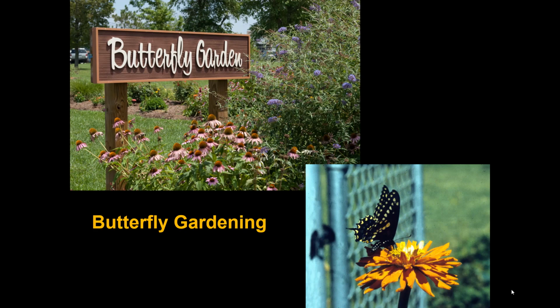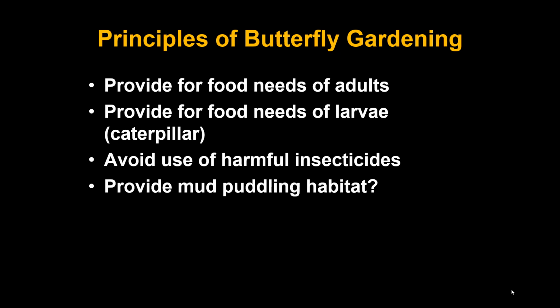So this gets into butterfly gardening, and what are the principles of butterfly gardening? Fairly simple. What do the adults feed on? What do the young feed on? The caterpillars. Avoid using harmful insecticides, obviously, on the plants that these insects are visiting. And for some, they might have a mud puddling habit. I'm not going to get into that, but some butterflies will visit damp spots in a garden or out in the wild anywhere, and these are to collect salts and moisture. Males are the only ones that do that.